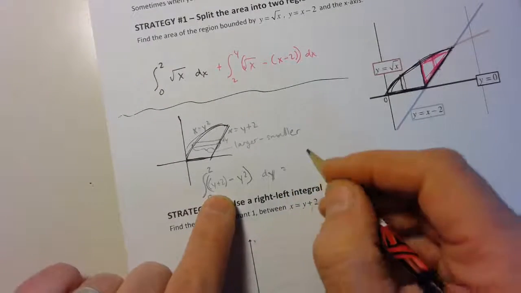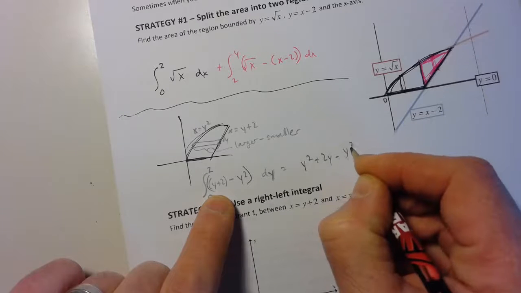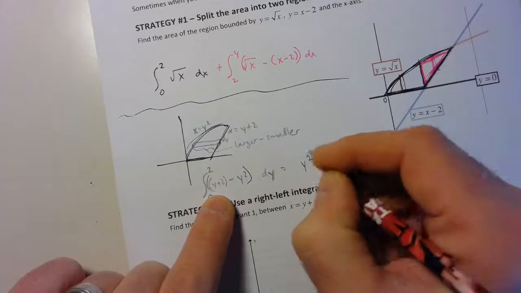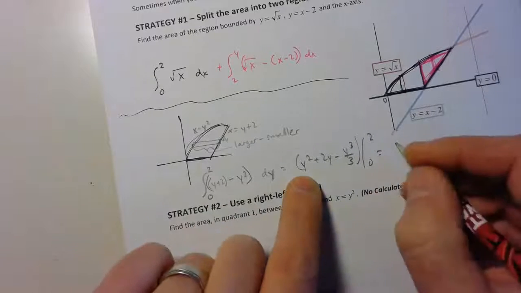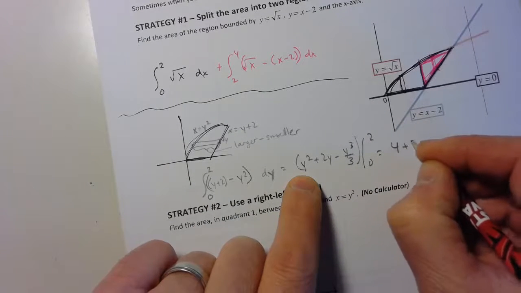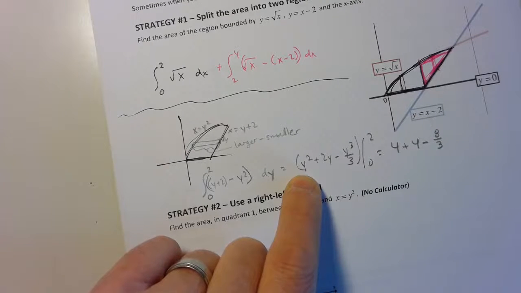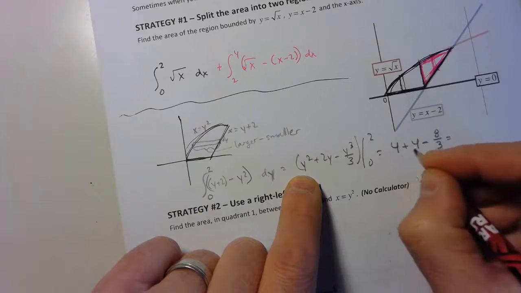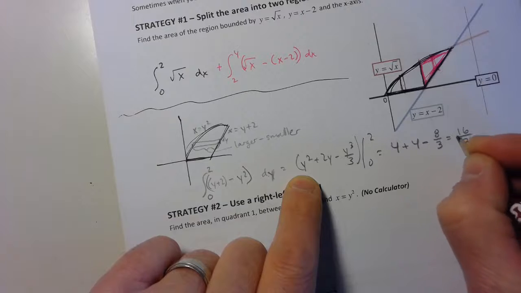So if I integrate this one, it's going to be y squared plus 2y minus y cubed over 3, and the bounds for that are 2 to 0. Love that 0 is a lower bound. It's just going to go away. The upper bound we have 4 plus 4 minus 8/3. And so that's going to give me 8 or 24/3. So that's overall 16/3.